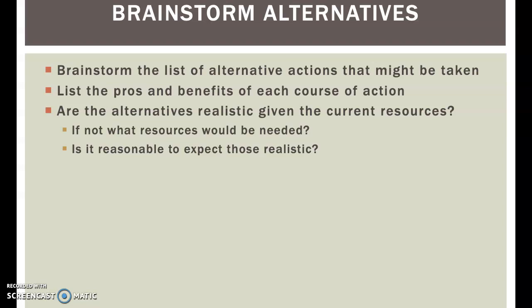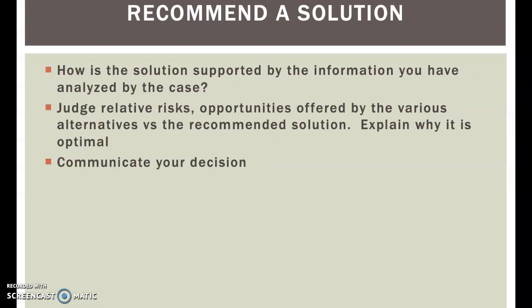So what are a list of, you're going to have a bunch of ideas. Just brainstorm them and then go through each one and say, okay, this is the pros and cons of this idea, pros and cons of this idea. What resources would be needed? Is it reasonable? Is it reasonable to expect that I'll get these resources? Okay. And then recommend a solution.